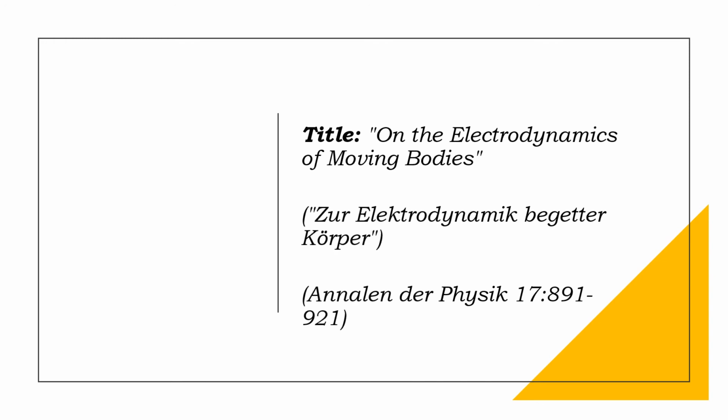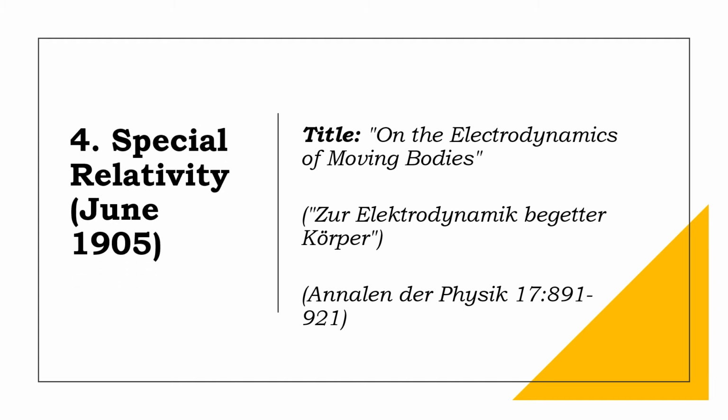The fourth paper that he published that year was entitled On the Electrodynamics of Moving Bodies, which is about the special theory of relativity, which was published in June of 1905. This paper proposed drastic revisions in the Newtonian concepts of space and time.